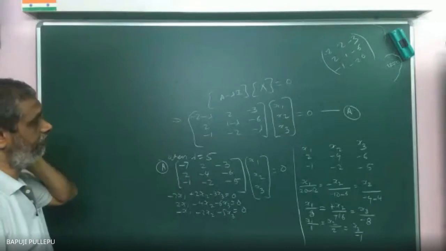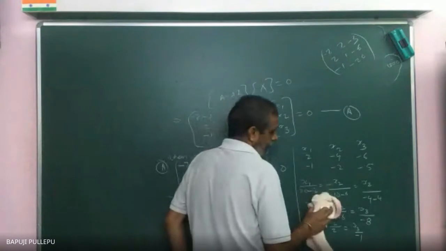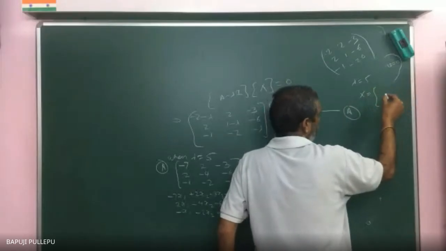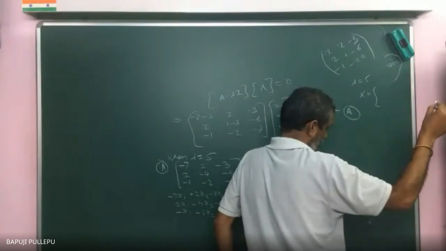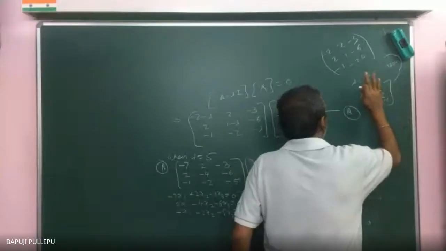Okay, sir. Now, when lambda is equal to 5, I got this. Now, what is the next lambda? If you want, you can write it above here. Lambda is equal to 5. What did I get? 1, 2, minus 1, sir. What is the eigenvector? 1, 2, minus 1. Keep it on one side.